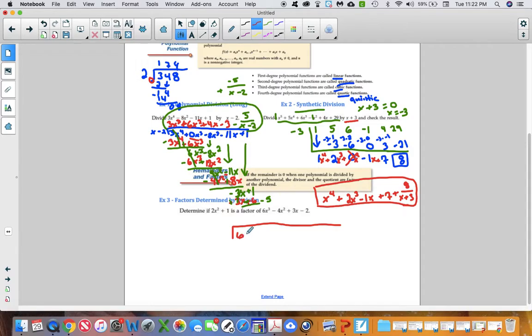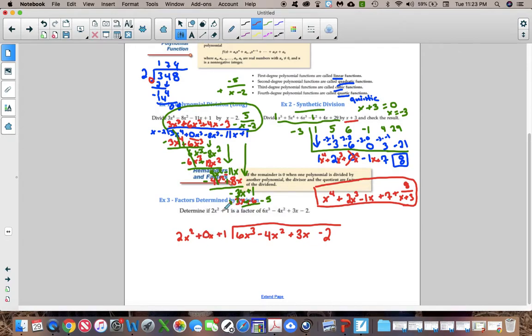So 6x to the third power. I got to make sure I'm putting in any zeros if I need to. Minus 4x squared plus 3x. I don't have to put any zeros in, do I? Minus 2. So I have an x to the third, x to the second, x, and then a number. All right, now, here's the weird part. 2x squared plus 1. I don't have an x in there, so I also still need to do 0x here as well. So if he doesn't have a placeholder, you have to put a placeholder in even for the part that you're dividing by. Okay, otherwise it's going to screw stuff up.